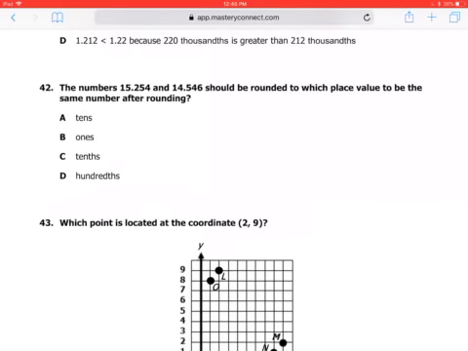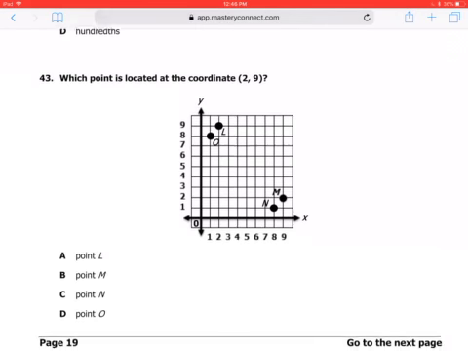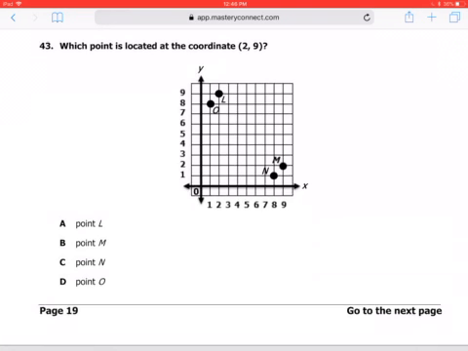42. The numbers 15 and 254 thousandths and 14 and 546 thousandths should be rounded to which place value to be the same number after rounding? A, tens, B, ones, C, tenths, D, hundredths. Number 43. Which point is located at the coordinate 2, 9? A, point L, B, point M, C, point N, D, point O.